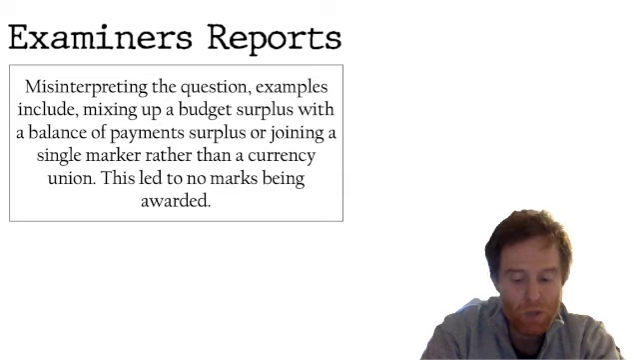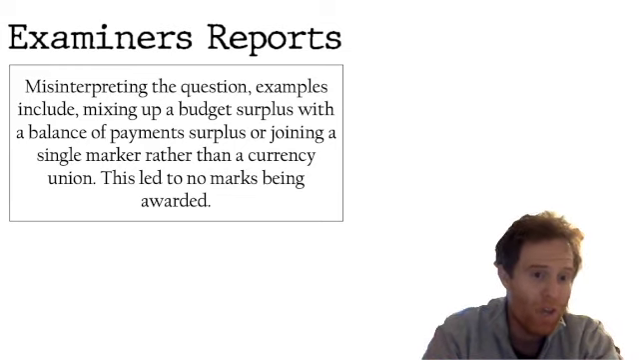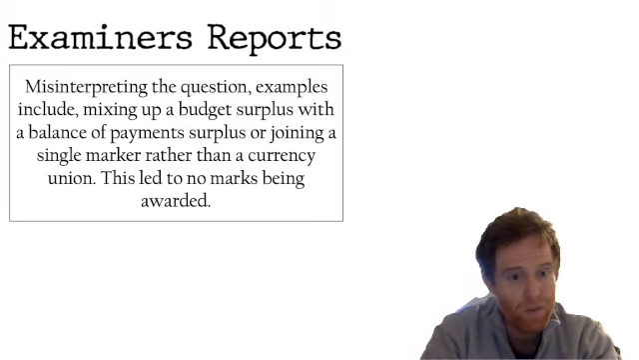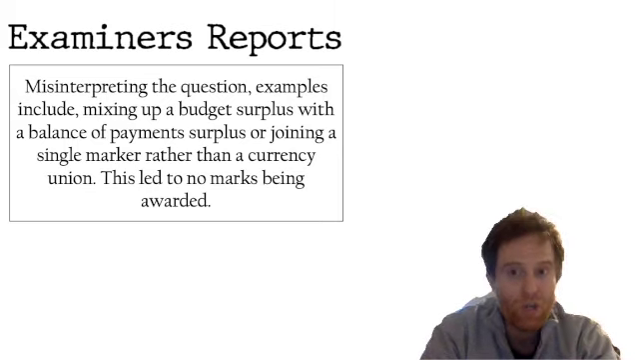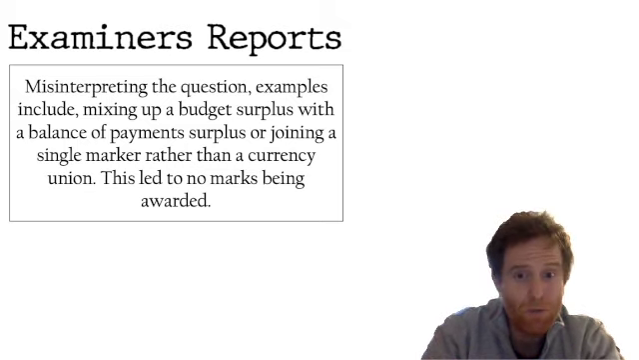And what was interesting is when you read the examiner's reports, it wasn't a one-off. There were a lot of students, it seemed, who also got 0 out of 25. And this point here is based on 2 years where students made this same mistake in terms of misinterpreting the 25 marker. So it says examples include, and this was the one that the students I knew made, they mixed up a budget surplus with a balance of payments surplus. But then there was another year where they mixed up a single market with a currency union. And in both cases, the examiner's report said there were a lot of students who literally had 0 marks, and that can definitely be the difference between grades.